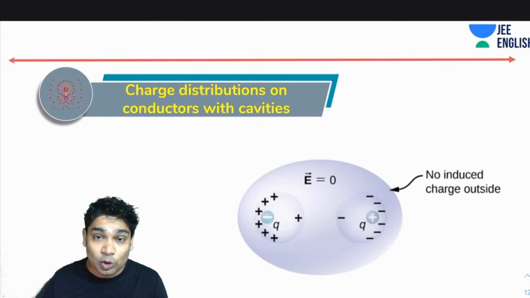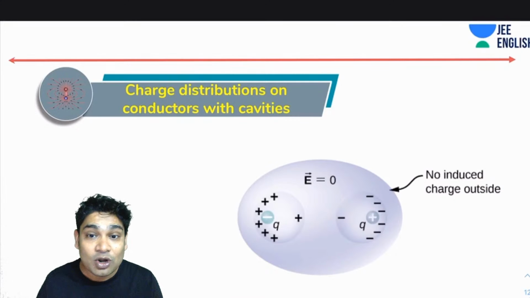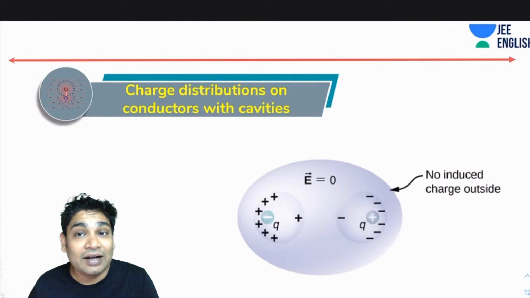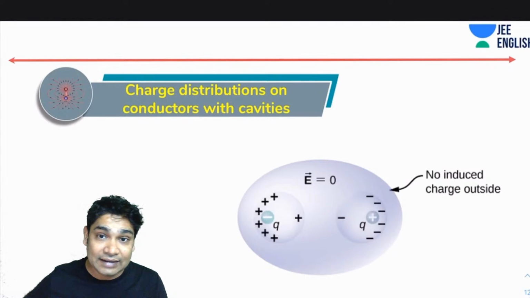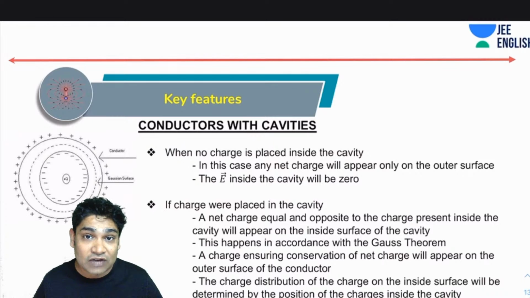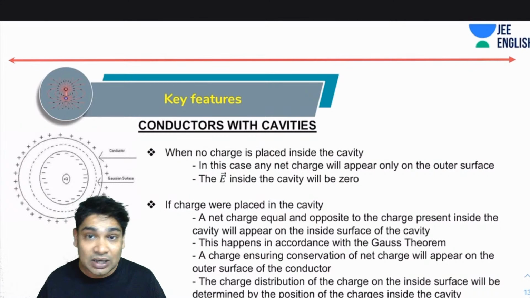Alright, and then we also discussed that this was valid only if the charge was free to distribute itself. That is, if no other external charges or external field were present. Now we are taking a different case where your conductors have certain cavities. What happens? We had discussed that if there was a cavity and no charge was placed inside it, then no charge appears in the cavity, and all the charge still comes up and appears on the outermost surface.